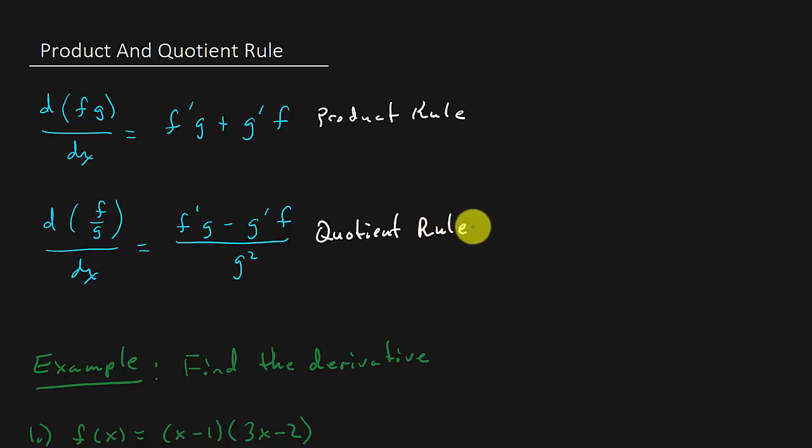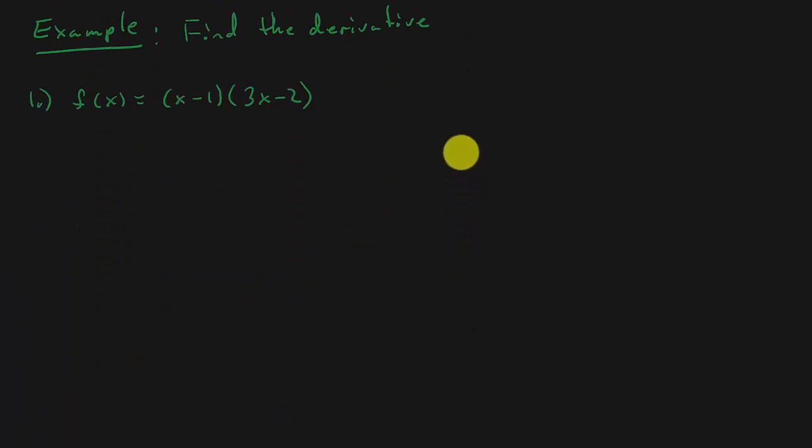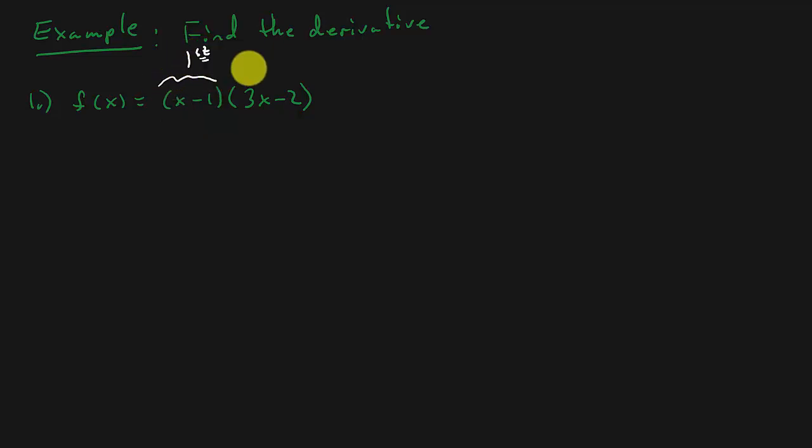All right, so it's pretty easy. You've just got to know those in order to do it. All right, so let's look at this. This first problem, I'm going to work it two different ways just to show you something. So let's just look at it. We've got the product rule. This right here would be like our first function, and this would be our second function.